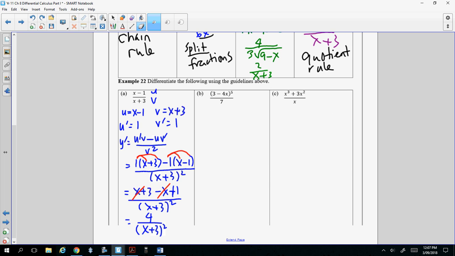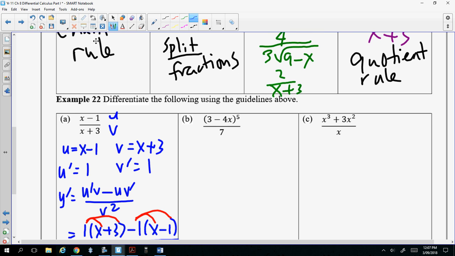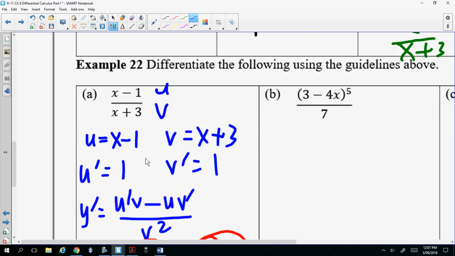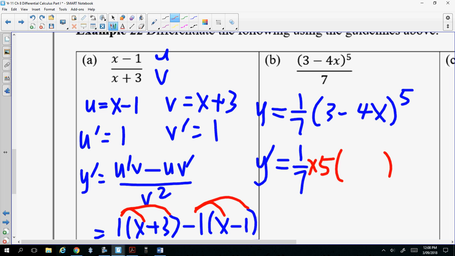Next one, what rule do I use? Chain rule. So the chain rule works as follows. Write the 7 as 1/7 of that. Hopefully you remember the chain rule. y dash equals, ignore the 1/7, keep it there. Bring the 5 down to the power of 4. Remember that rule? Do not change the inside. And then what do you do next? Differentiate the inside, which is -4. Got it?